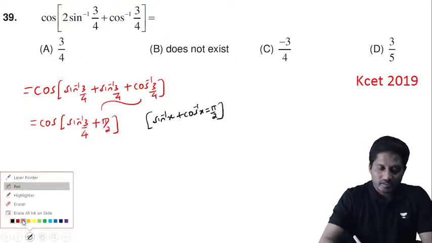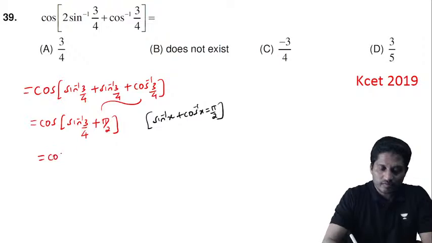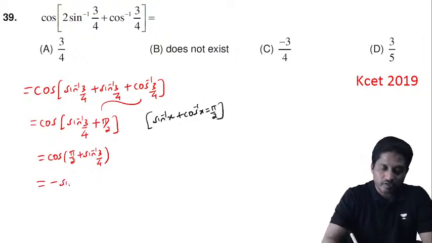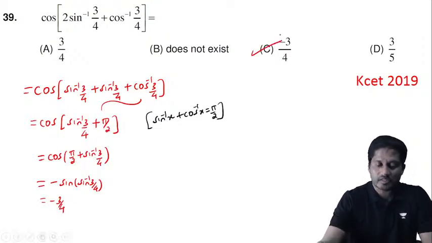Now this can be written as cos of 90 plus sine inverse of 3 by 4. Cos of 90 plus theta, 90 plus theta is second quadrant, right? Cos is negative, ratio will change to co-ratio, cos will change to sine, minus sine of sine inverse of 3 by 4, which is equal to minus 3 by 4. Answer is minus 3 by 4. Answer is option C. Let's move to the next question.